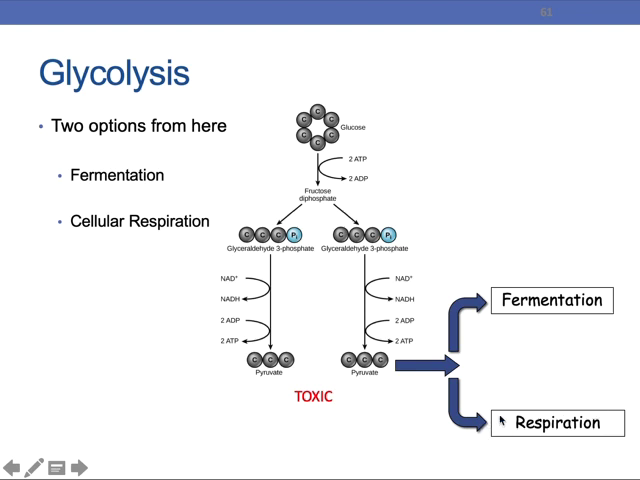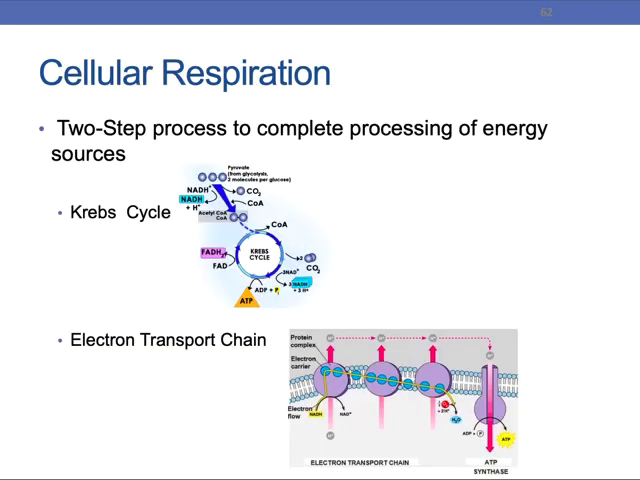Okay. So respiration could either be aerobic respiration or anaerobic respiration. But those are the options that it has. Now, if the pathway is cellular respiration, then the pyruvic acid will be converted into a less toxic form called acetyl coenzyme A. It will then enter the Krebs cycle, and then it will enter what we call the electron transport chain.